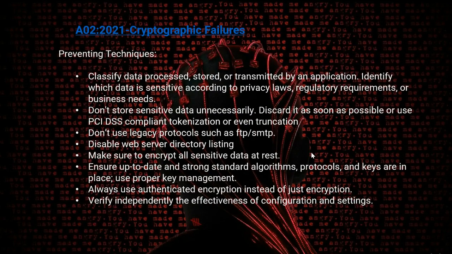So how can we overcome this? If you look at the prevention techniques, first we need to classify the data, then process the data accordingly, and classify what needs to be processed, what needs to be stored, and what needs to be transmitted by an application. Identify which data is sensitive according to the privacy laws, regulatory requirements, or business records. Based on that, act accordingly.